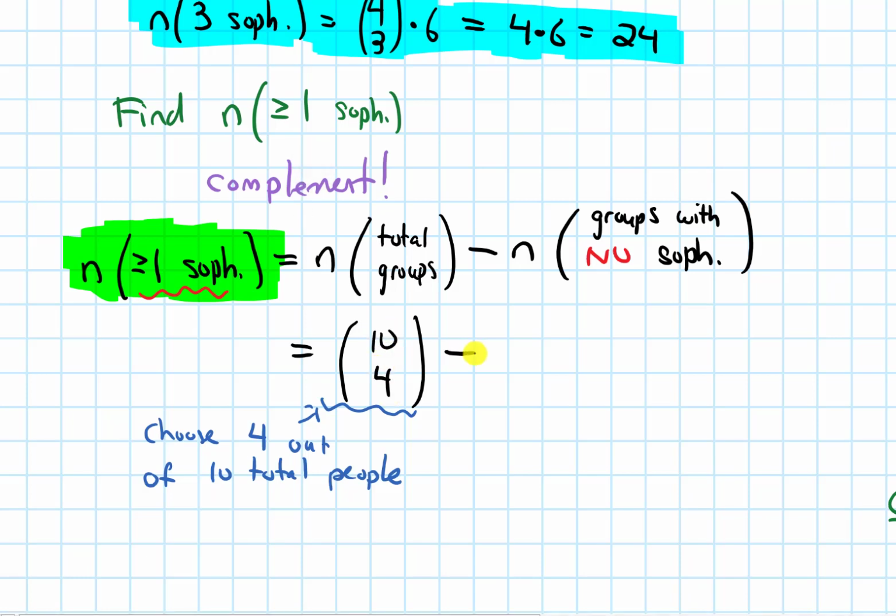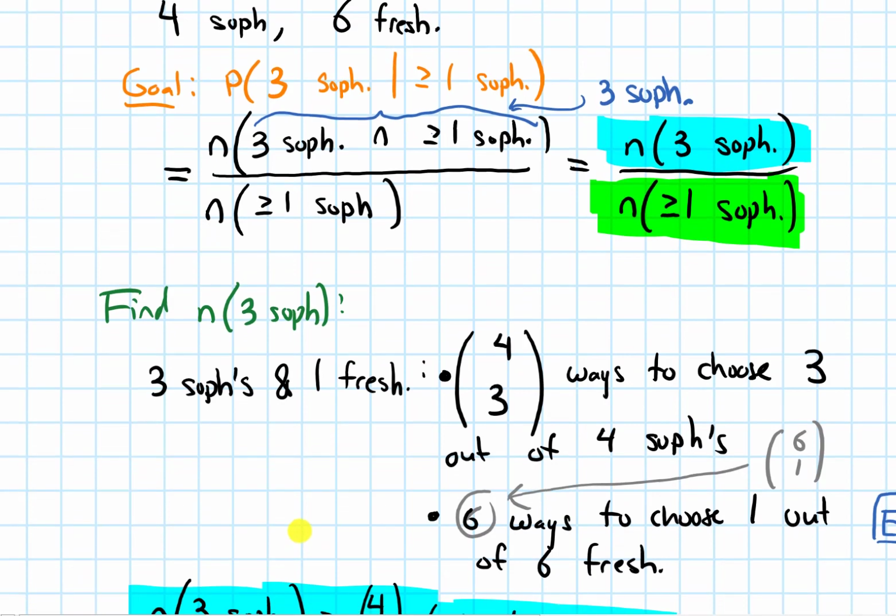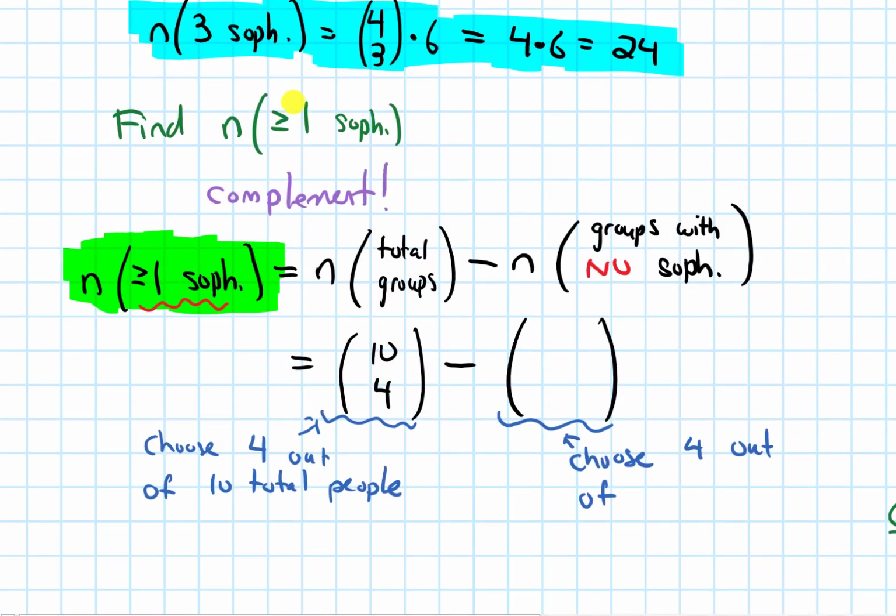And then minus, now I got to count groups with no sophomores. Again, order doesn't matter when I pick those people, so I'm going to use a combination. So we have to here choose purely from the freshmen, and still, I got to form a group of 4, so I'm going to choose 4 of them out of, and how many freshmen were there? Let's see, there were 6 freshmen. So here I would write 6 choose 4.